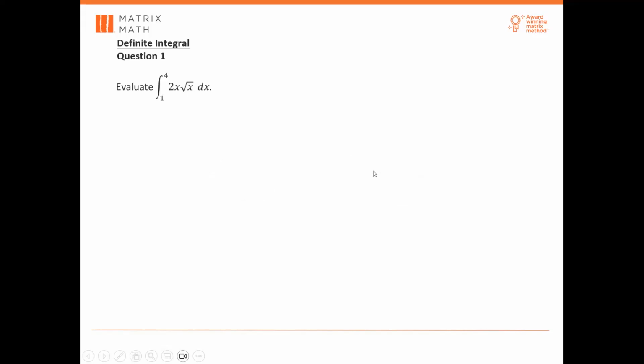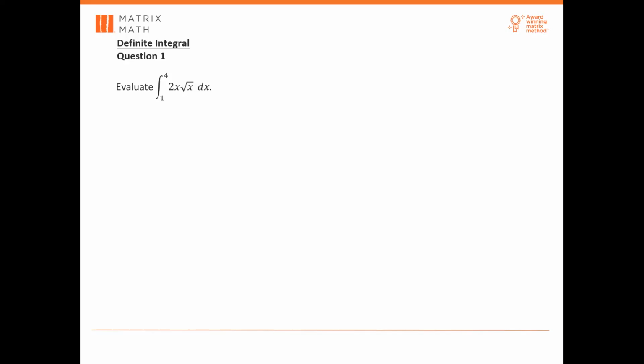Okay, evaluate the following. In this type of integration, these are what we call boundaries. The number on top has to be bigger than the number below. We usually use this to find the area under the graph. When you're writing the boundary, I repeat again, the number on top must be bigger than the number at the bottom. Okay, so let's evaluate this.